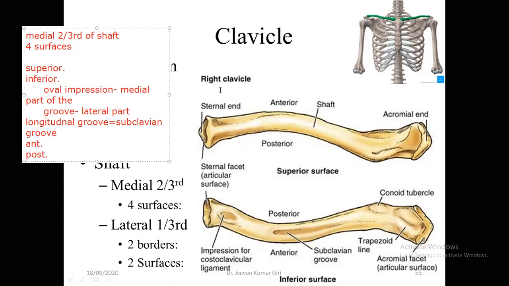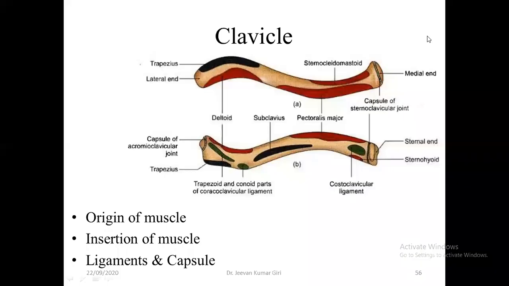Are you getting up to here? Yes, sir. Okay. Now see, in the superior surface you will find the attachment of one muscle, that is the sternocleidomastoid muscle. In the anterior surface, the pectoralis major muscle is attached. Just remember. Now I will tell the attachments in the next diagram of the clavicle.